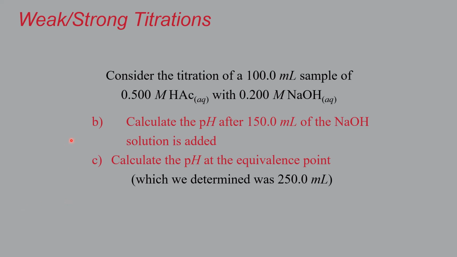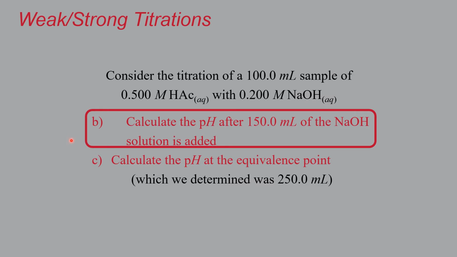All right, so the next part of our setup was to calculate the pH after 150 milliliters of the sodium hydroxide was added. We determined that the equivalence point was at 250 milliliters, so it's important to note that this is a volume before the equivalence point. We still have measurable amounts of the weak acid and its conjugate base in the solution at that point.